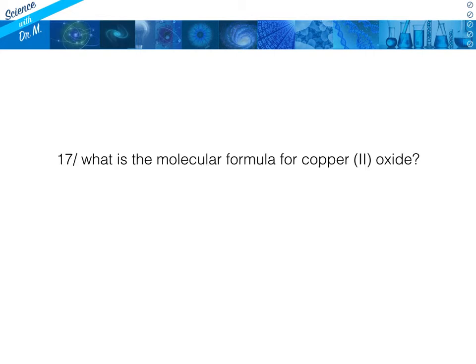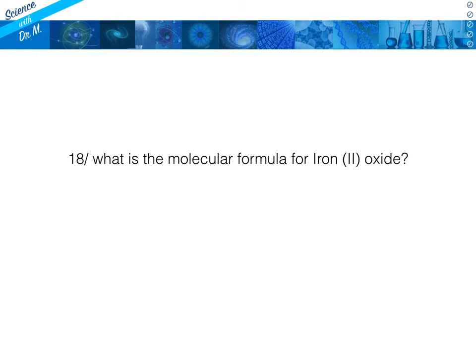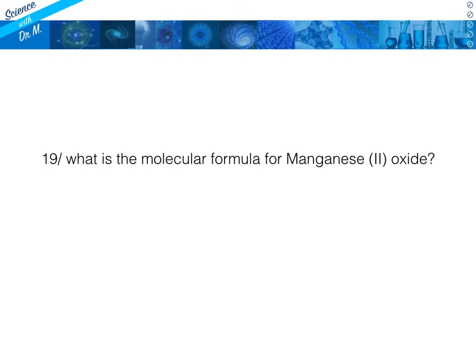ZnO. Molecular formula for copper 2 oxide. Copper 2 oxide, CuO. Molecular formula for iron 2 oxide, FeO. Molecular formula for manganese oxide, manganese 2 oxide, not magnesium, manganese 2 oxide, MnO.